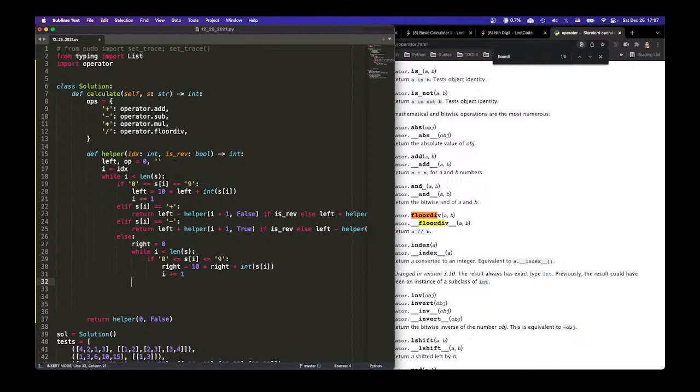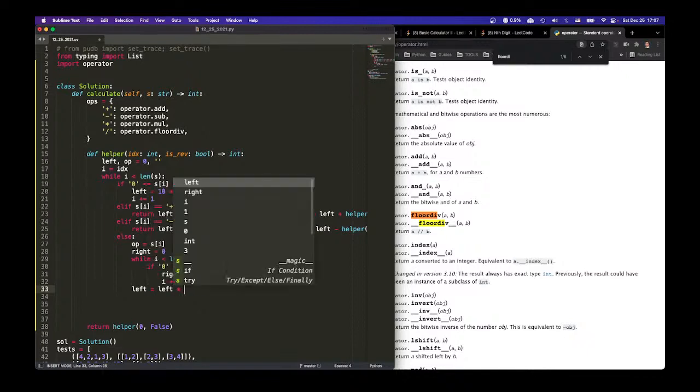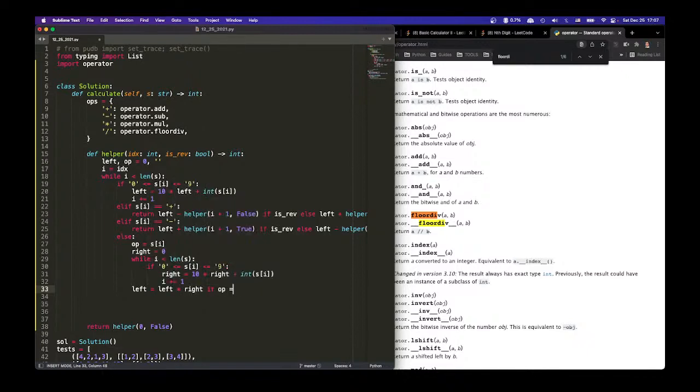Then, oh, hold on. So if this else, then we say op will equal to s[i], right? That's the operator. That's the operator, and we keep moving forward. Now we have the operator. Okay, so now I have a left and right, and then what we're going to do is just say left will equal to left multiplied by right if operator is equal to this, else left divided by right.